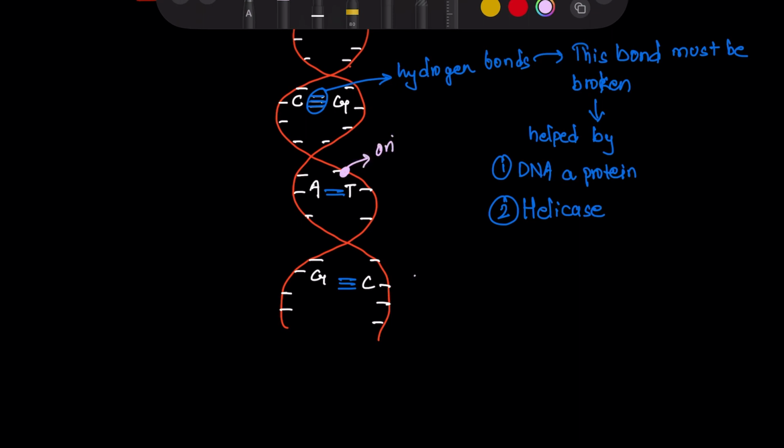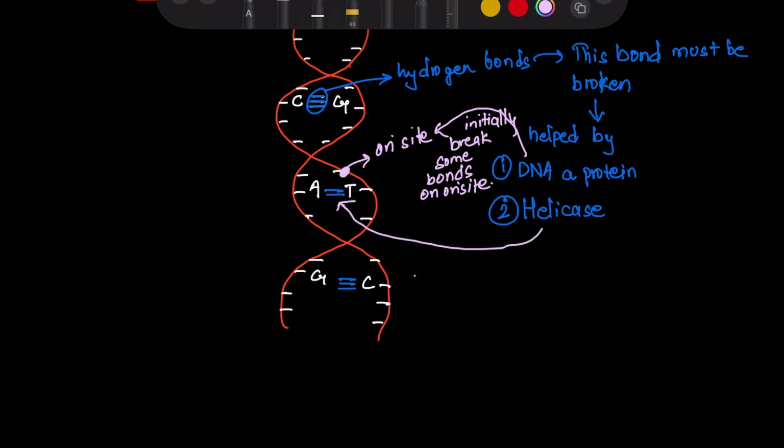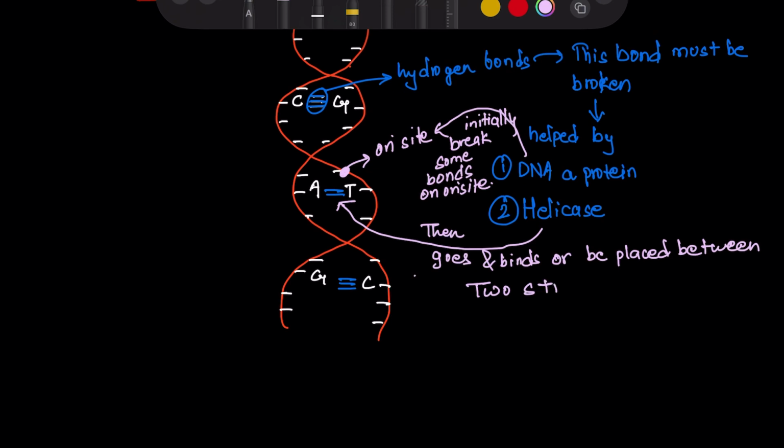So let this site be called the OE site. OE means origin, let's suppose, right? Then what happens is the DnaA protein initially breaks some bonds on the OE site, right? Then the helicase goes and binds to the center, or is placed between the two strands, cleaving the hydrogen bonds.